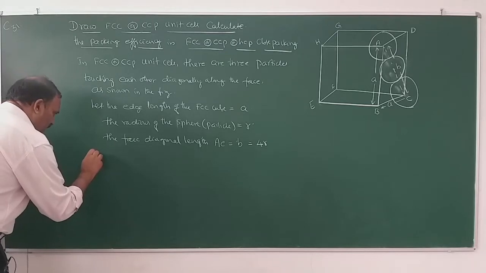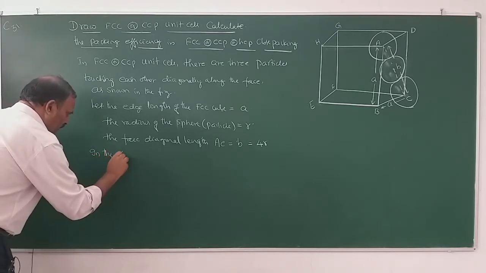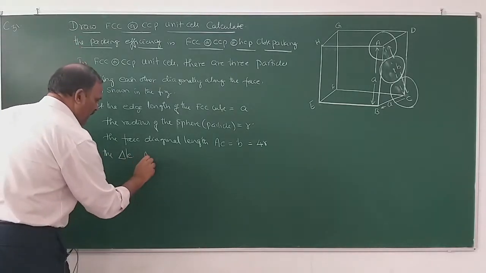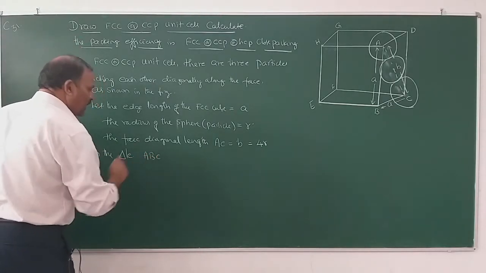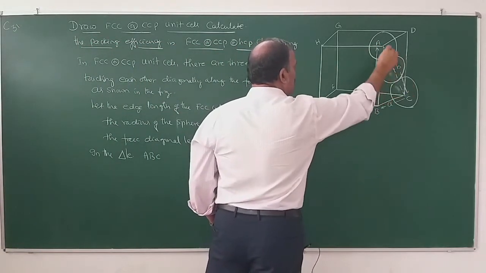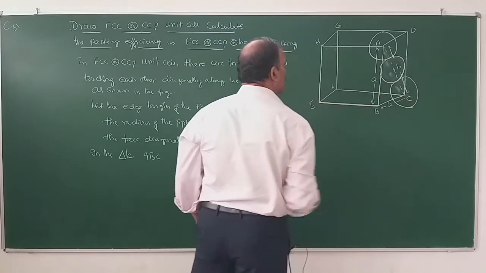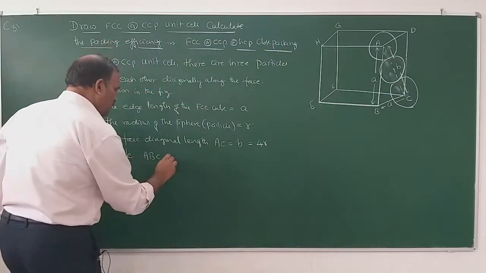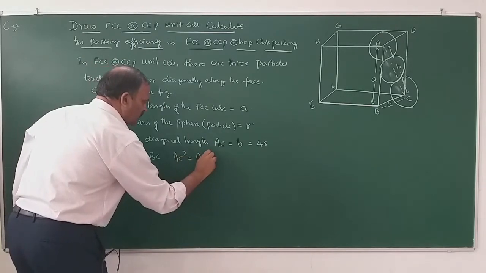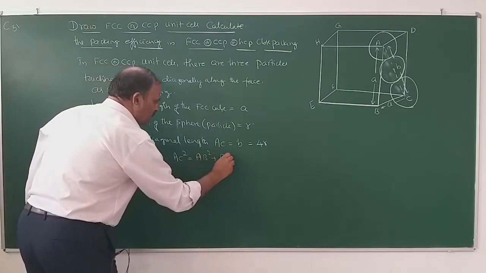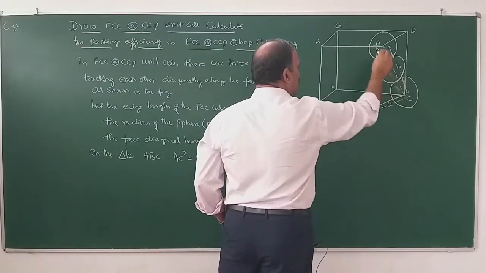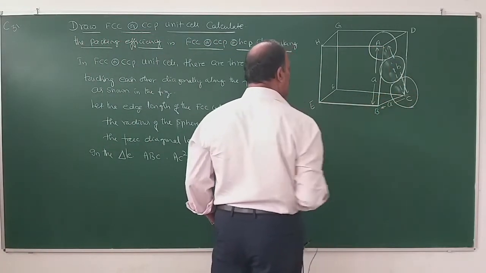In the triangle ABC, so this is the hypotenuse. What is AC square equals? AC square is equal to AB square plus BC square.